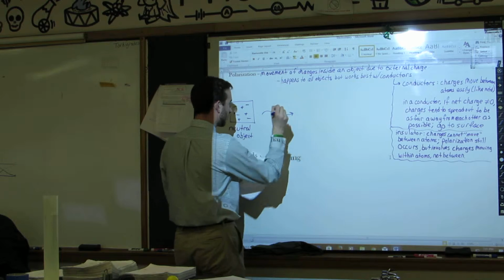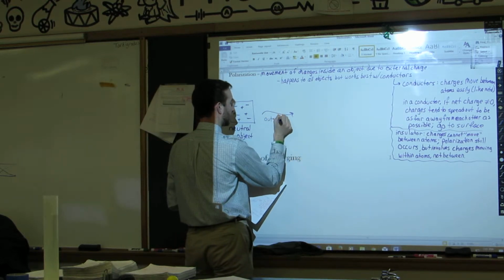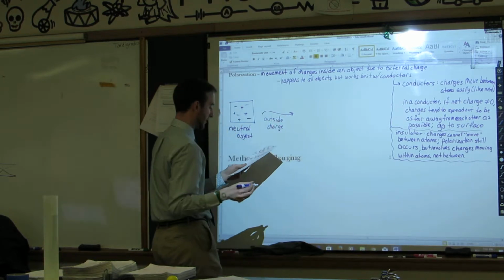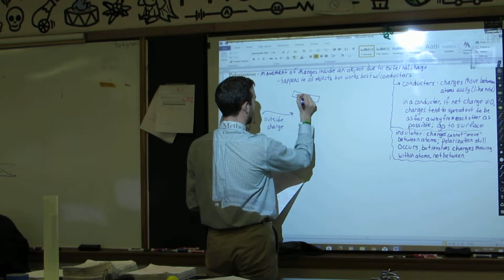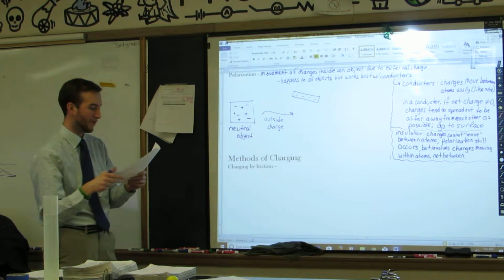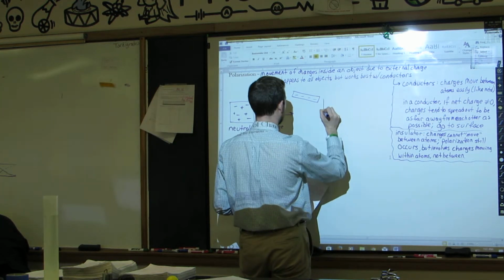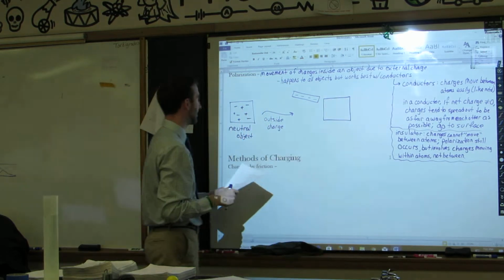Now, you take this neutral object and you bring in some outside charge, so some other object. So here's what we're going to bring in. We're just going to bring in a rod. That's going to be a negative rod. Okay? So now I'm not conserving charge because I'm introducing a new object. Okay? So our new object has been brought near our original object.